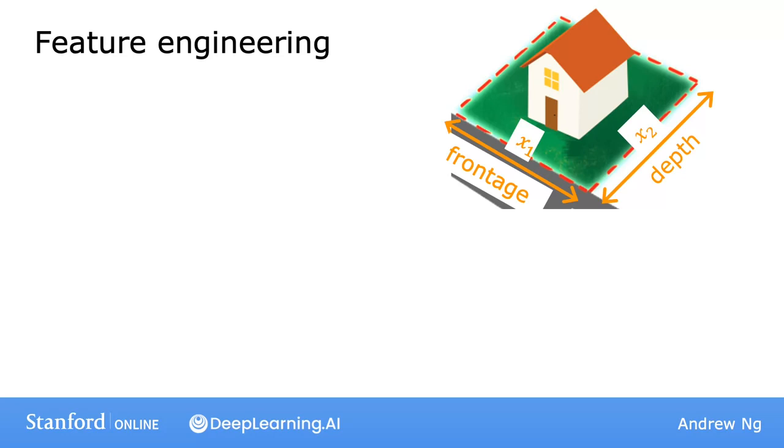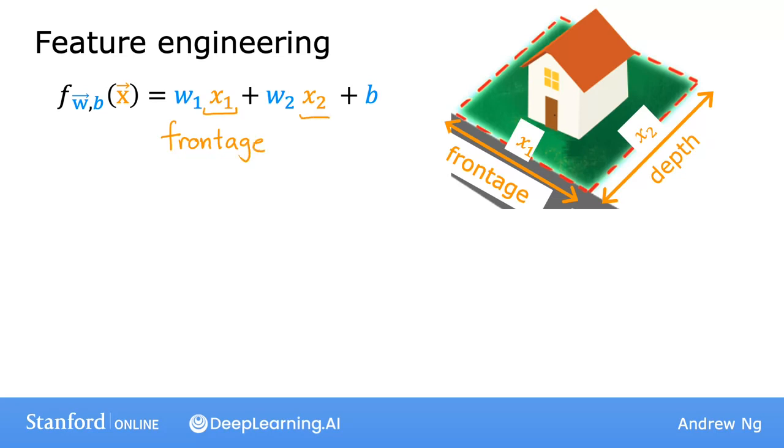Given these two features, X1 and X2, you might build a model like this, where f of x is w1x1 plus w2x2 plus b, where x1 is the frontage or width and x2 is the depth. And this model might work okay. But here's another option for how you might choose a different way to use these features in the model that could be even more effective.